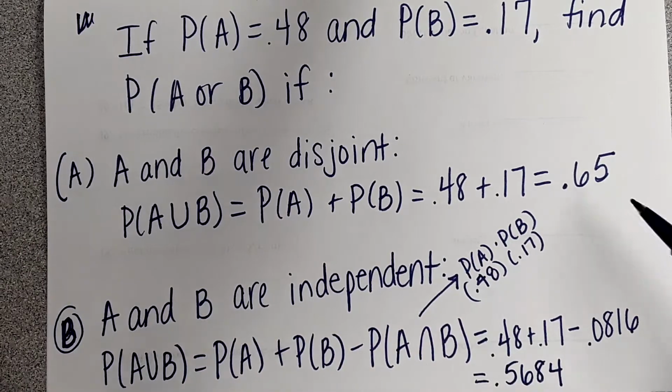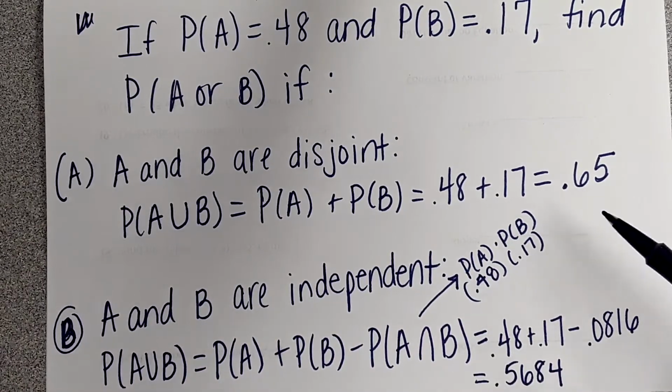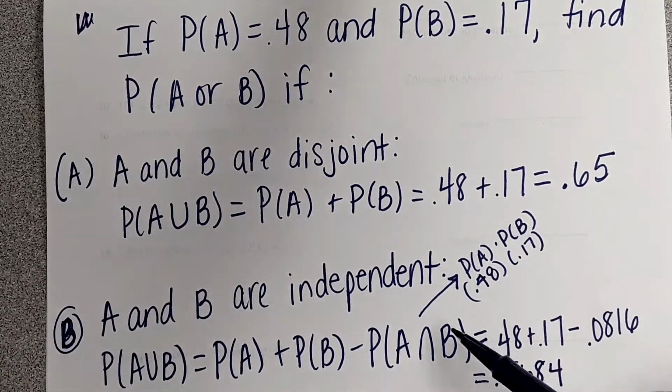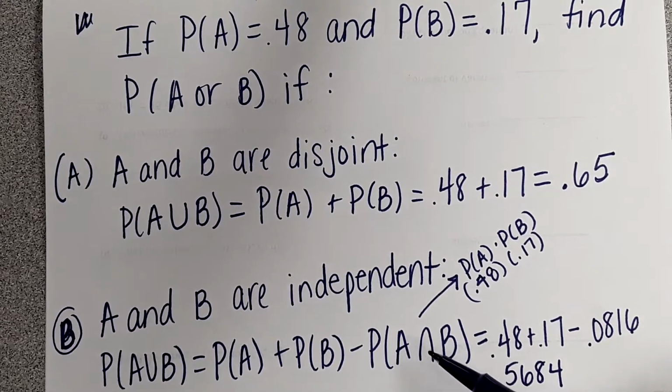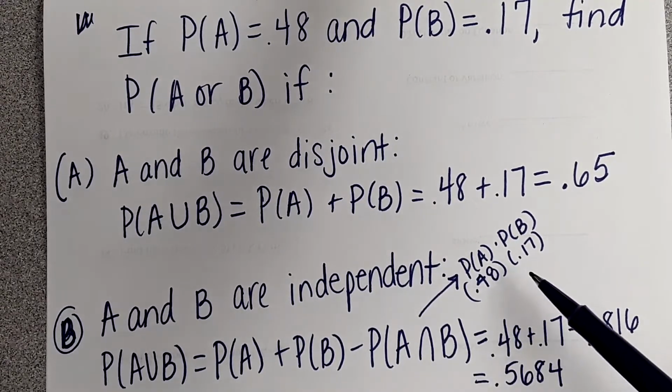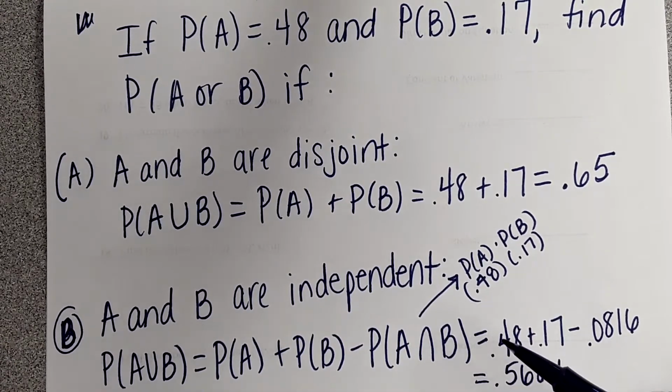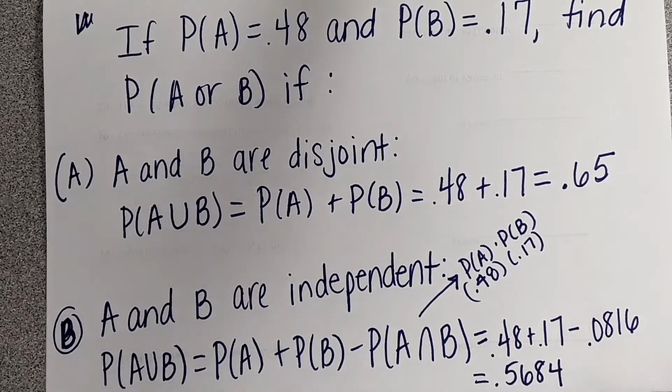Okay, so if they're disjoint, means they have nothing in common, you just add the two. If they're independent, you need to find their intersection, and that's what we did yesterday. We found out that if they're truly independent, their intersection, and you multiply them together, they should equal. But we don't have to prove that they're independent today because we have been told that they're independent, so we find their intersection, and that's the problem.